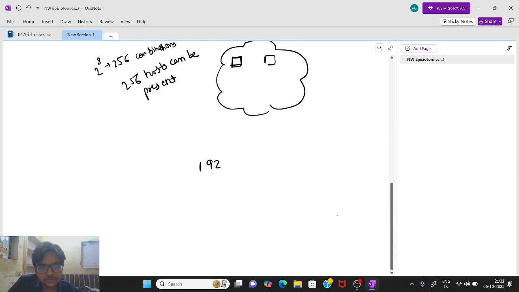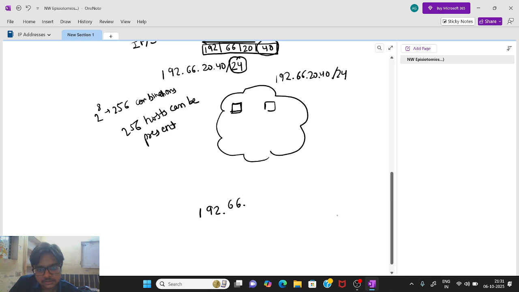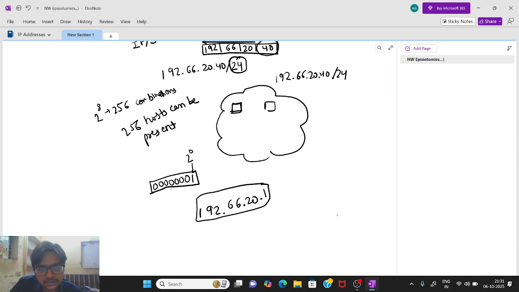Now 192.66.20, these 24 bits are reserved, and from the last 8 bits you can write 00000001. So this forms, as you all know, 2 raised to the power 0, which is 1. So this is one IP. Now it can have this IP, and similarly you can form another one, 00000010. Now this is 2 raised to the power 1, and this whole becomes 2.